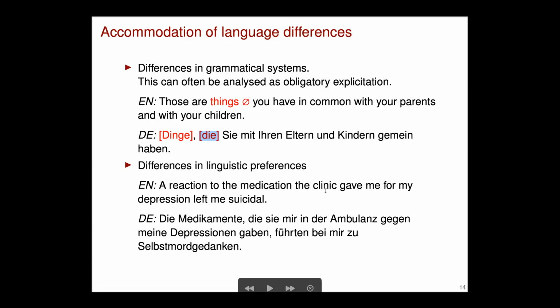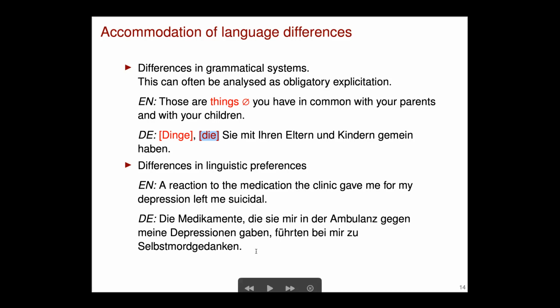One of the reasons is that this anthropomorphization of the clinic here just works in English, but it doesn't really work in German. So the clinic giving you a medication. In German, clinics don't give you medications, doctors do. So this sounds really odd in German. And also this "left me suicidal", which one MT system translates as "hat mich selbstmörderisch gemacht", which technically expresses the same meaning, but just sounds really, really odd in German.